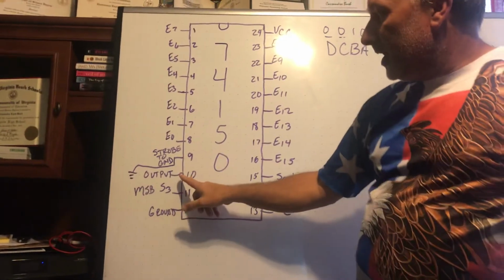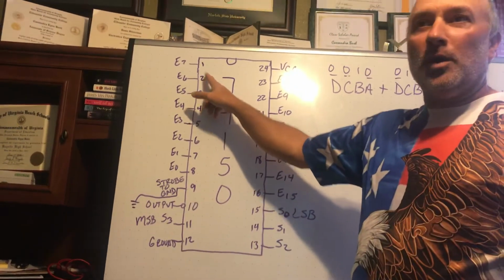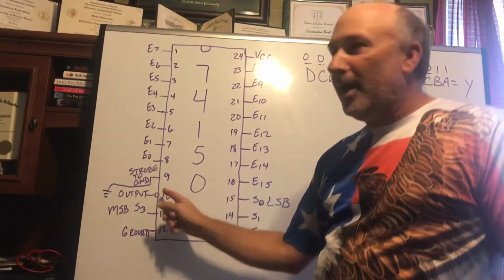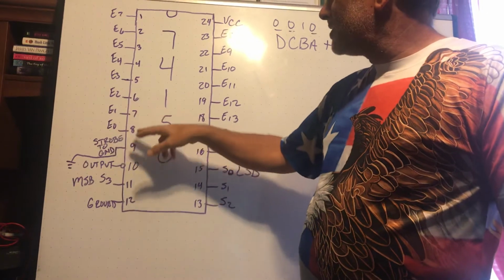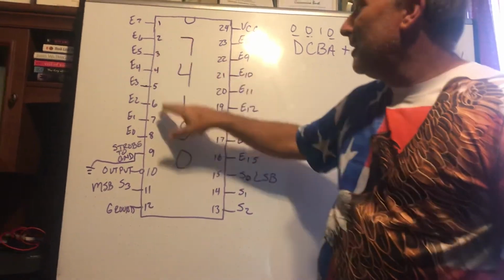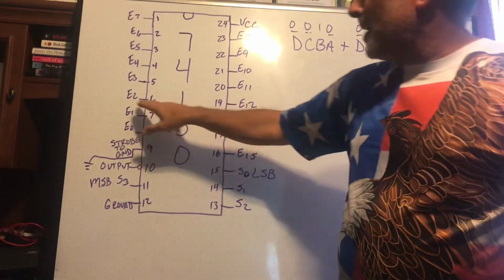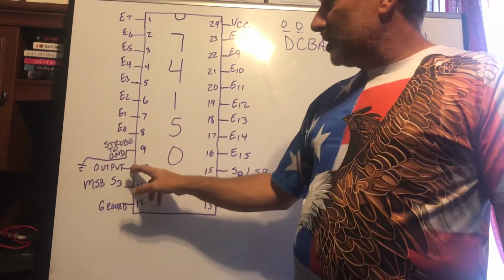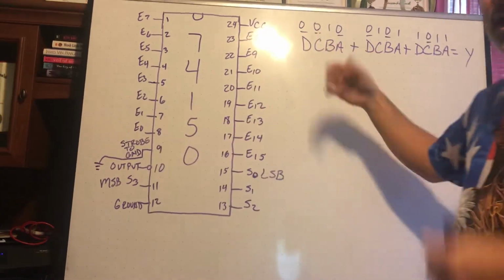Well, since I have an inverter on my output, I need to tie this to a low because I need a low here. It's going to invert it. Pin 6, oh, sorry, pin 6, not pin 2. E2 means 0, 0, 1, 0. So I'm going to tie pin 6 to a low, which is going to give me a low here. It's going to invert it to a high, and I tie this to my light, and my light comes on.